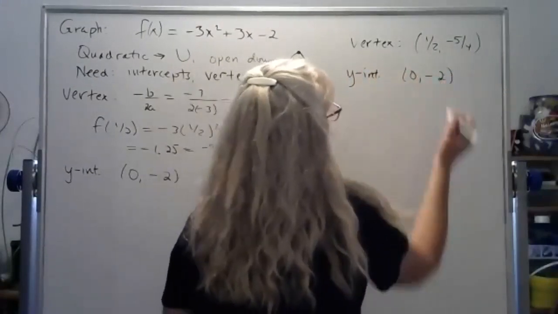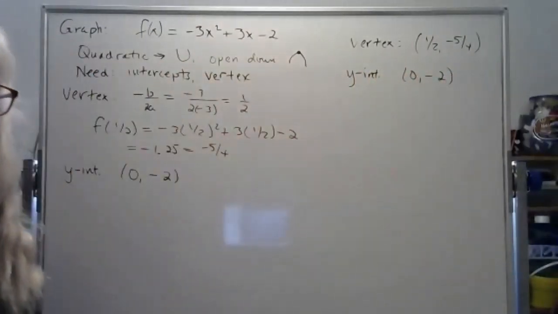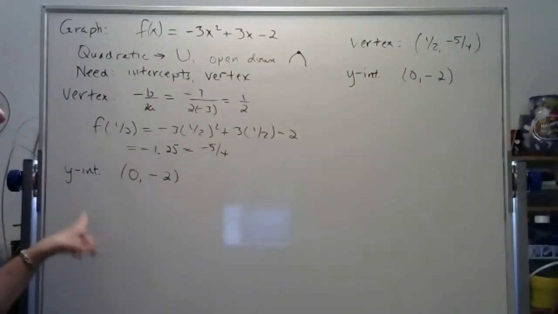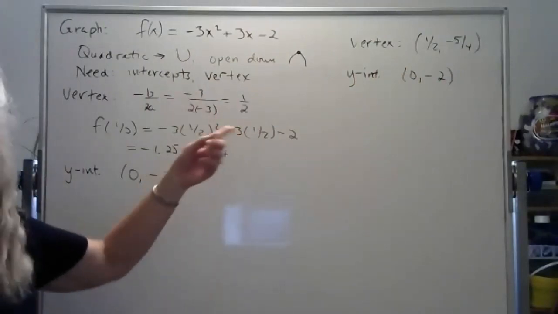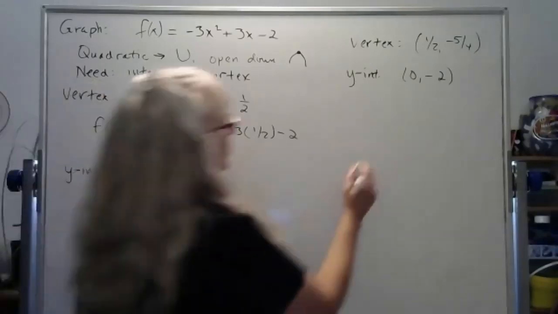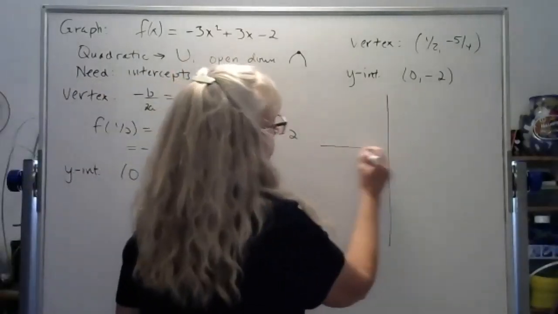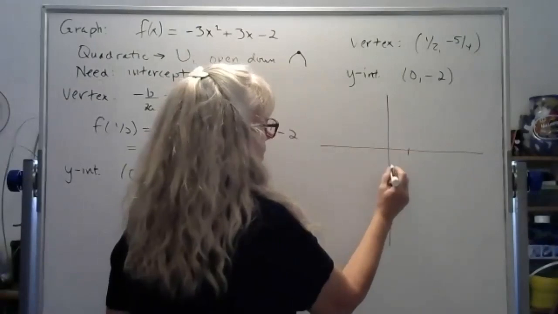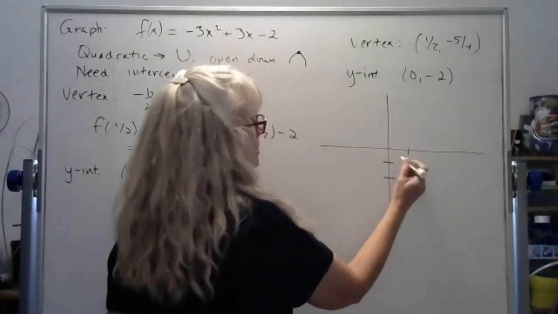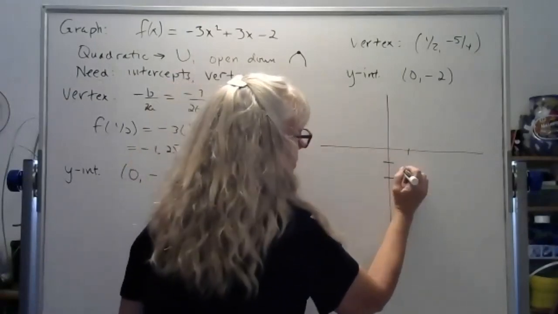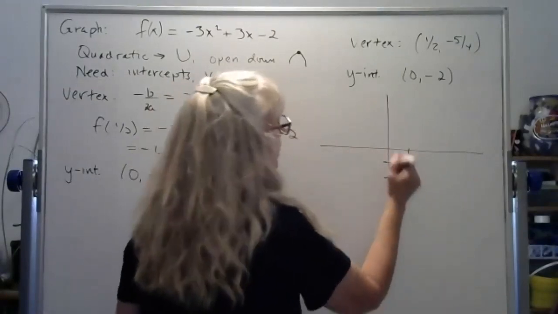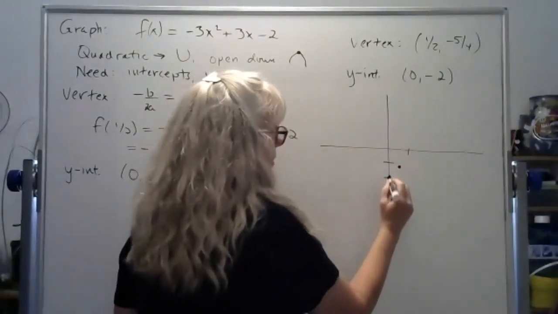And because I want you to think about this logically, before I go look for the x-intercepts, I'm going to graph what we've got. So we have 1/2 and -5/4. So 1/2 is about there. -5/4 is about here. We know the y-intercept is down here at -2.